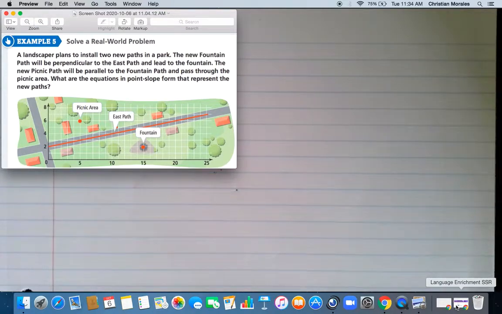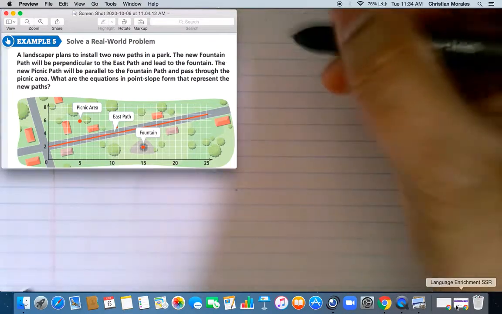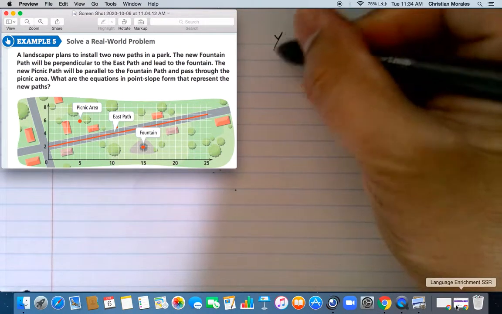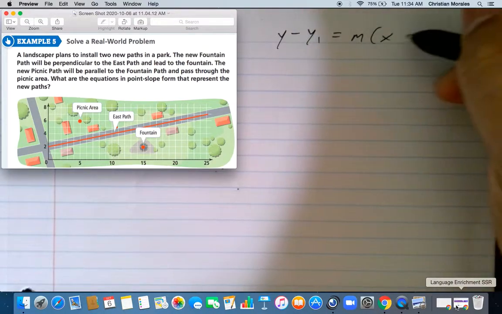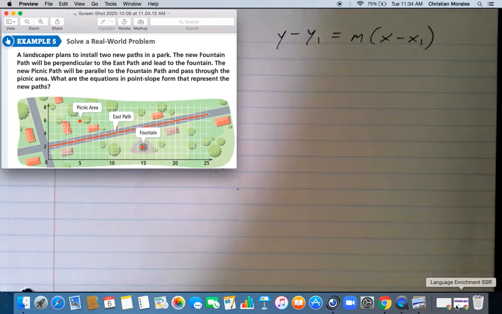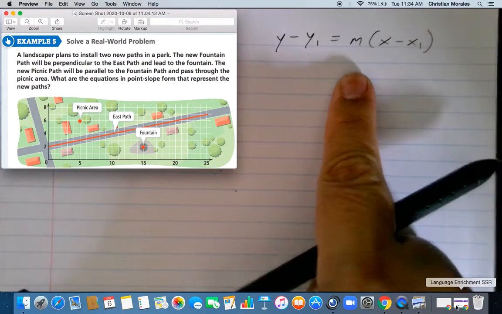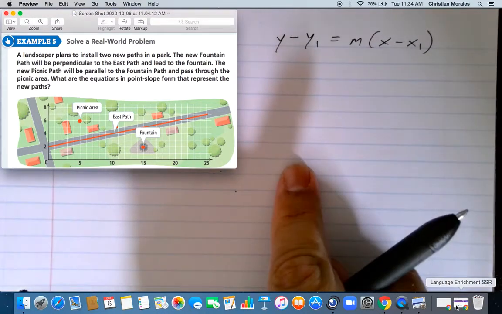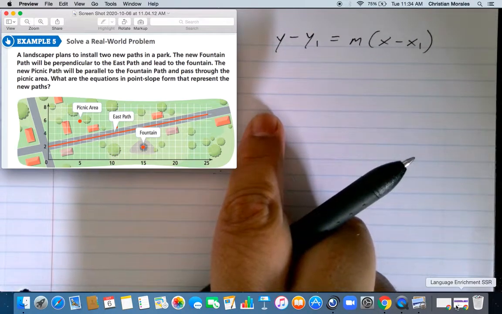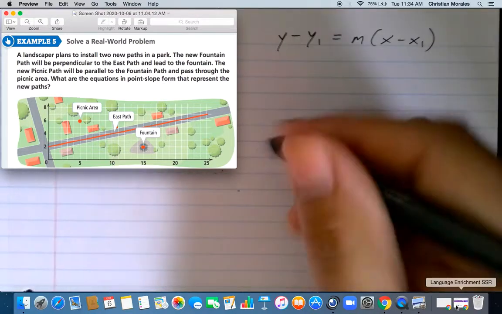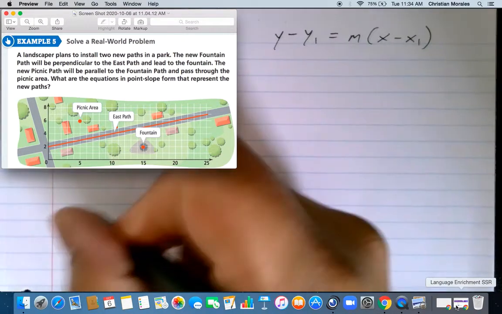Okay, so this is kind of easier. We're not using slope intercept. We're using point slope. So it's this equation. So that's the good news. Okay. Now we need the slope and we need a point for 2 new paths. So the fountain path and it says picnic path. So I'm going to label this. We're going to do a fountain.